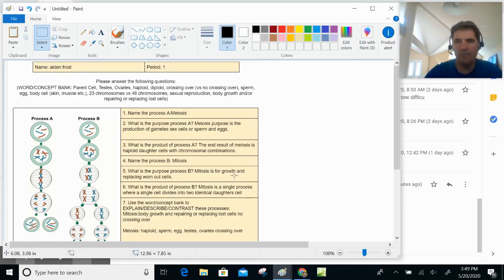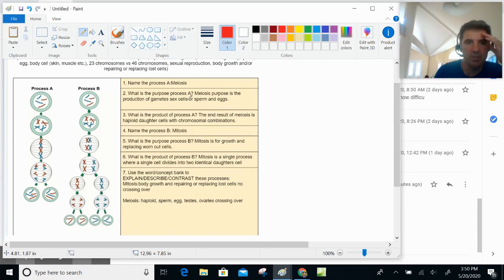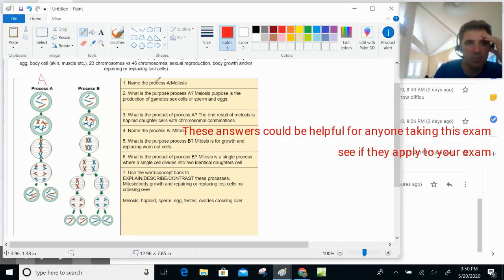So this is your first corrective cell division. Let me just see if I can make some notes on here for you. Process A versus process B. Okay, so it says, what's the purpose? This is process A right here. So it says, what is the purpose of process A? You said to make sex cells or sperm and eggs.